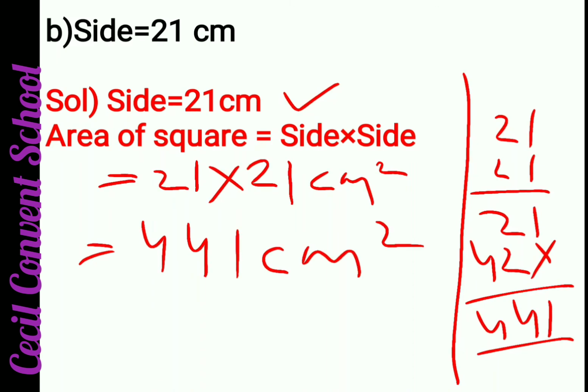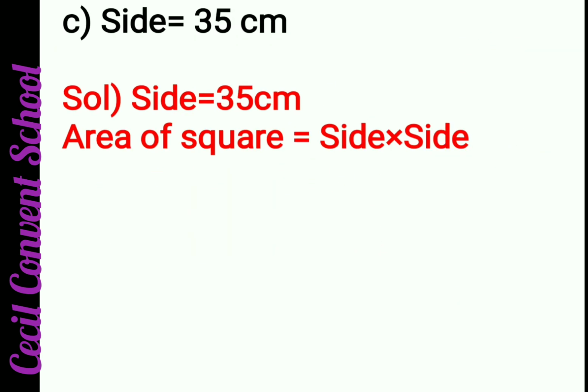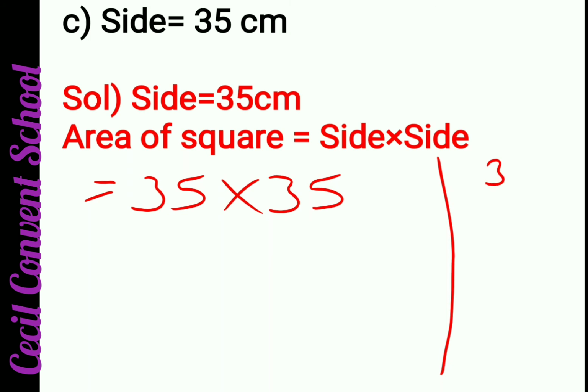Like this manner you do in your maths copy. Clear? Now we do C part. Again the area of a square formula you use, that is side into side, 35 into 35. Make a rough column. 35 multiplied by 35 you write.